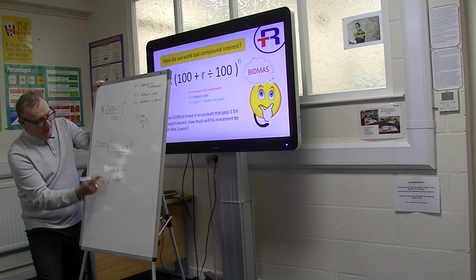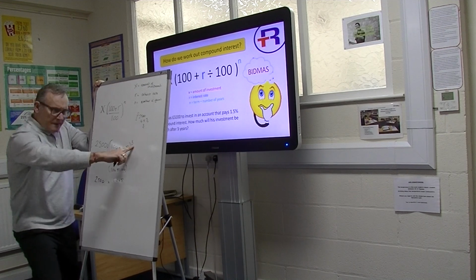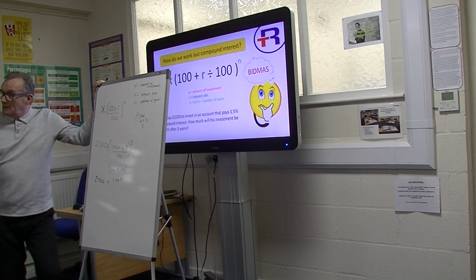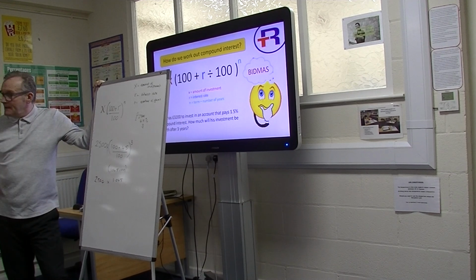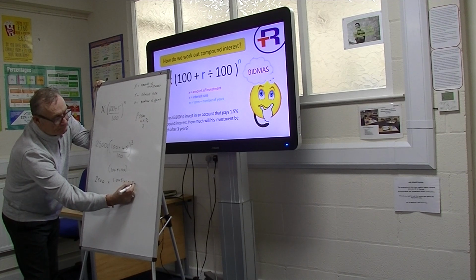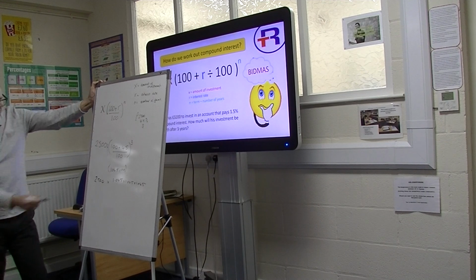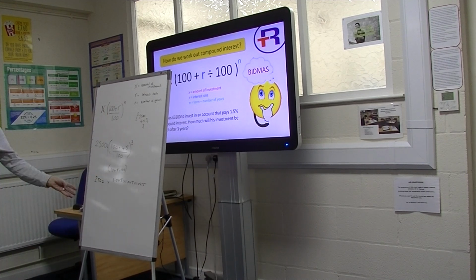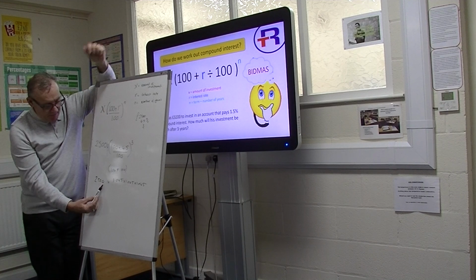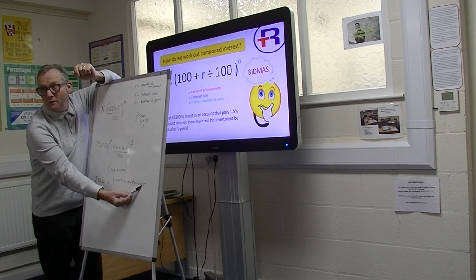2,500 times. So all I've done is written that down, put the times sign in. What does that little indices 3 mean? It means that number times by itself 3 times, doesn't it? There it is. There's your formula. Just pop that in your calculator and you get the answer to the question. 2,500 times 1.045 times 1.045 times 1.045.